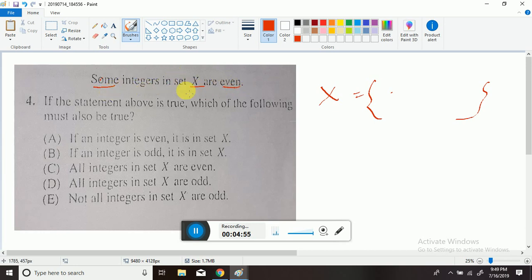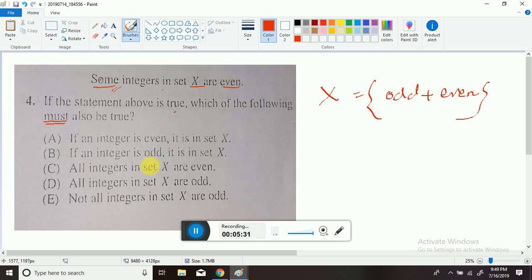Some integers in set X are even means there are also some odd integers. So it is a mix of odd and even. Both types of integers are in set X. Not only odd, not only even, this means there may be one, two, or more. Now if the statement above is true, which of the following must also be true? Again the word must is here. Must means it should be 100% correct.